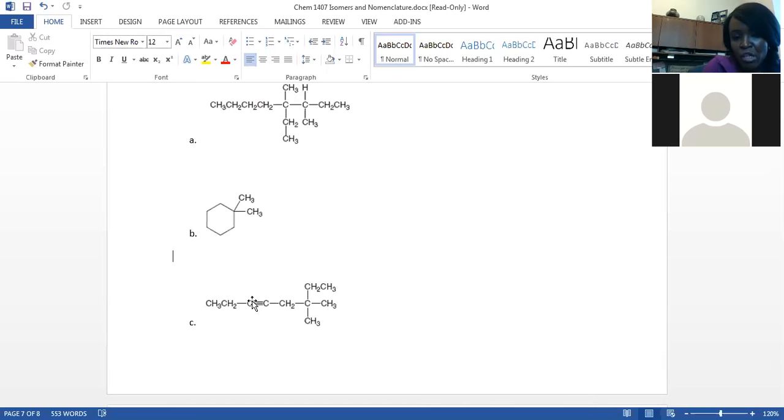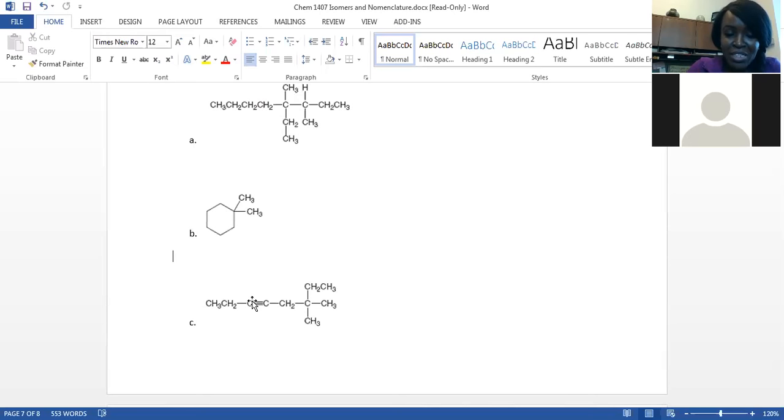So that molecule, the longest chain can be 3-octyne, but I have seen some books that write it as oct-3-yne. So I'm going to spell this out. OCT-3-YNE. That's the other way of writing it. So you can write it as 3-octyne or oct-3-yne. Okay, that's just the longest chain.